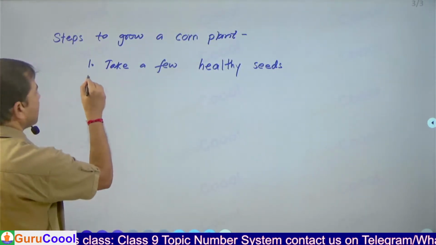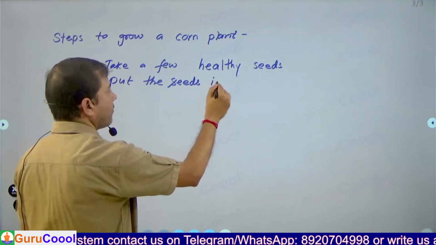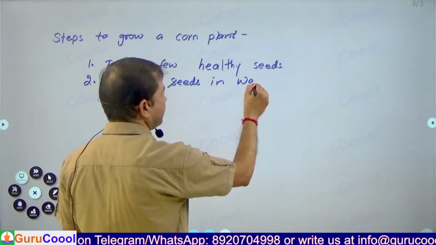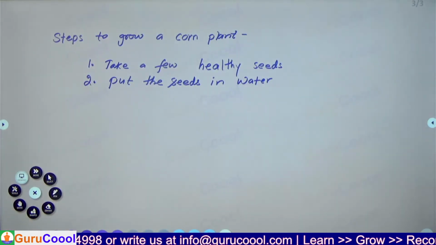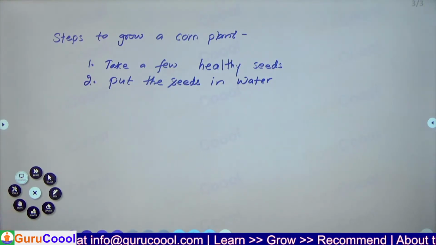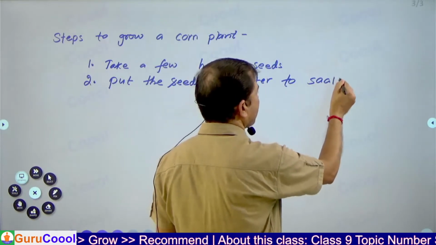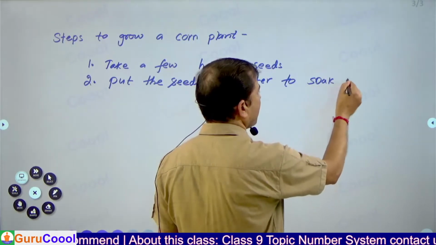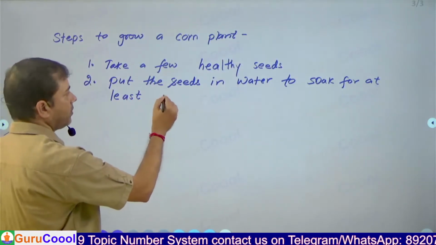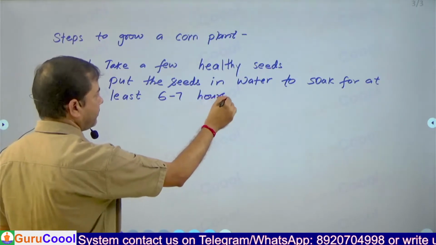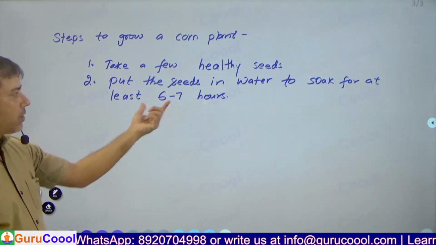So after taking seeds, second step, put the seeds in water to soak for at least 6 to 7 hours. Seeds must be water soaked for 6 to 7 hours.